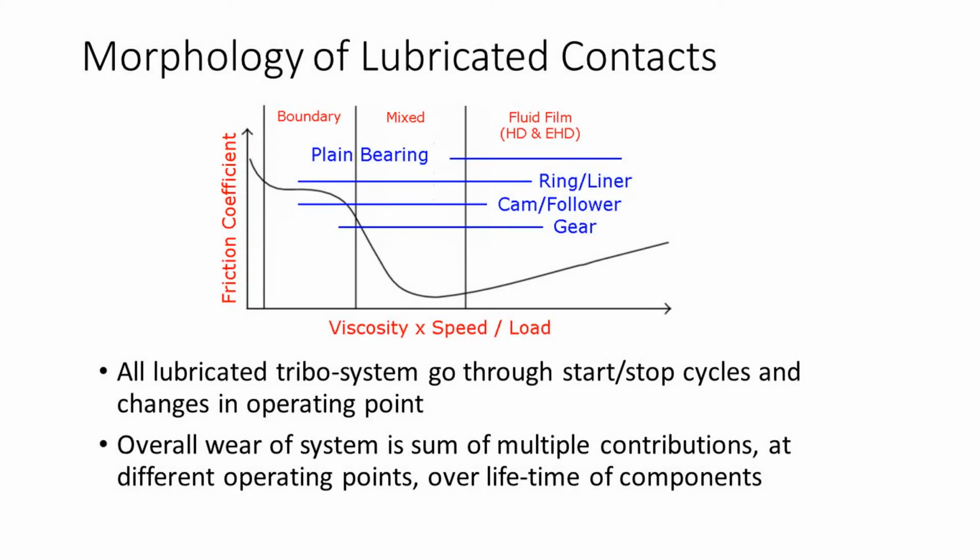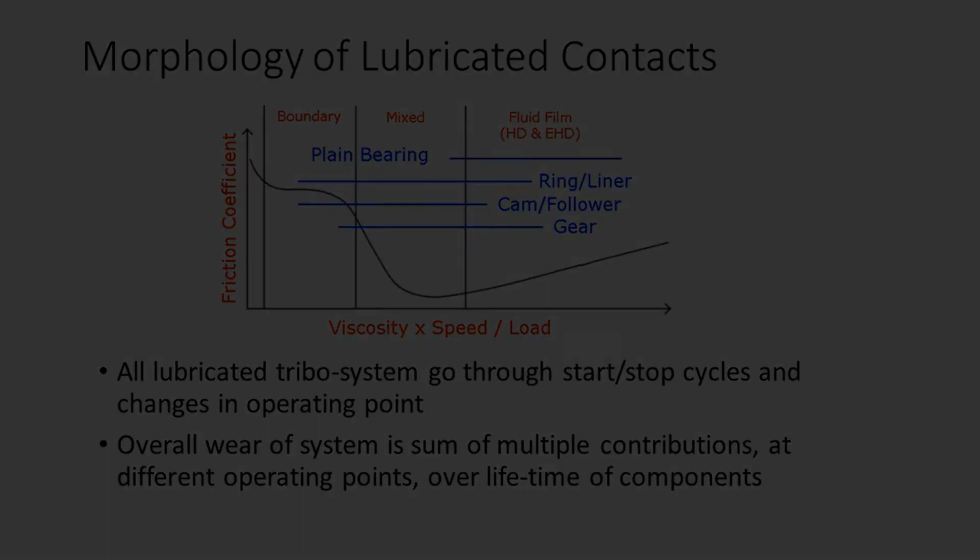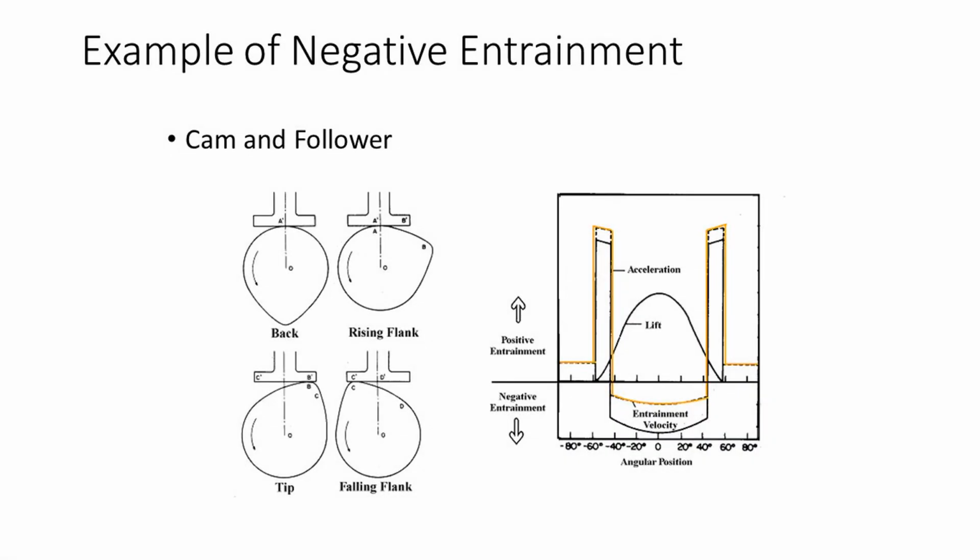It is important to note that every time a tribo system goes through a start-stop cycle, or indeed a change of its operating point, there will be a degree of repeat running in. The overall wear of the system is thus the sum of multiple contributions over the lifetime of the components, not simply some constant rate of wear process. As an illustration of the issue of negative entrainment, consider the case of a simple cam and tappet.